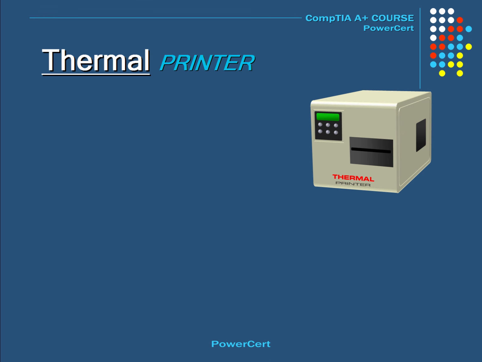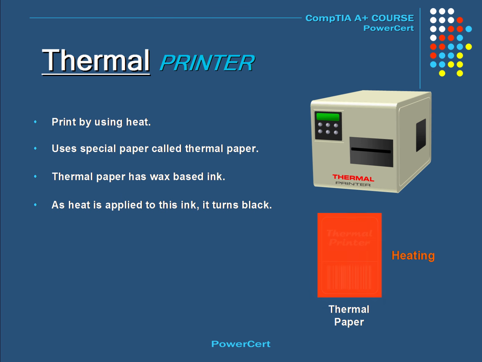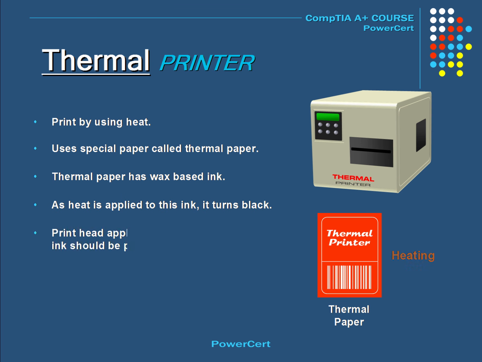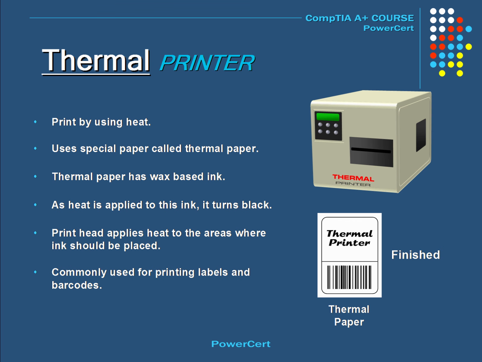Another non-impact printer is called a thermal printer. Thermal printers print by using heat. Thermal printers use special print paper called thermal paper. And on this thermal paper is wax-based ink. And when heat is applied to this ink, it turns black. So in a thermal printer, the only thing the printhead does is apply heat to the areas where the ink should be placed. Then, when the ink is cooled, it becomes permanent. And because of this technology, thermal printers are very quiet. Thermal printers are commonly used for printing labels and barcodes.